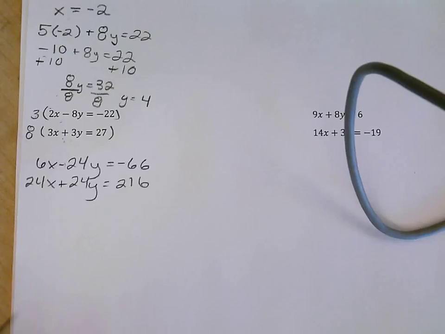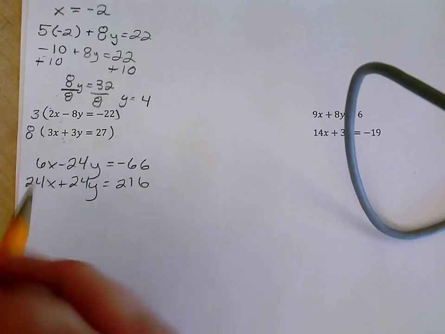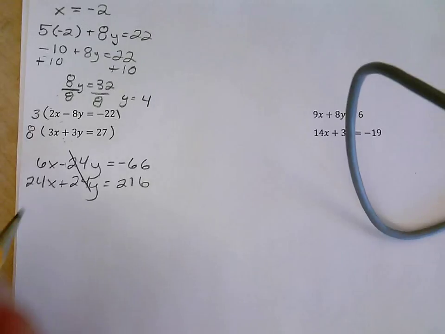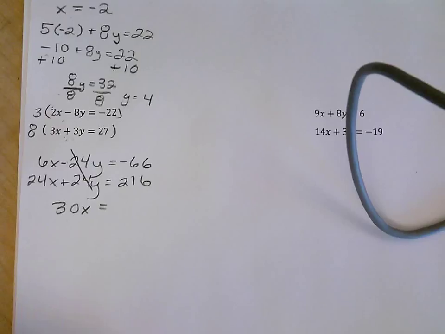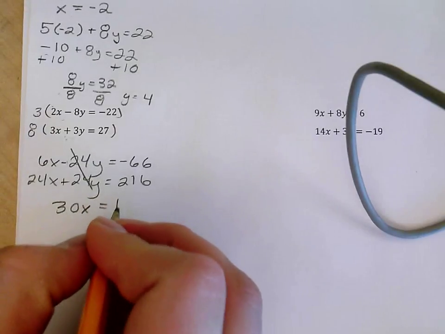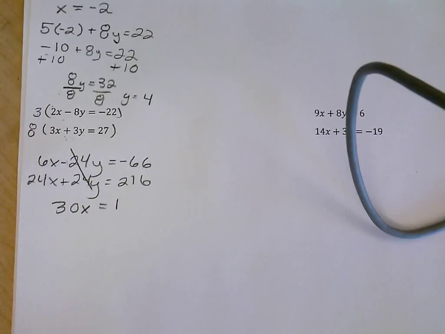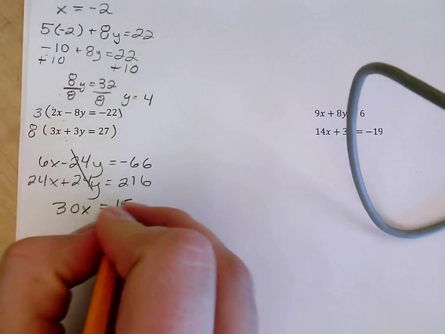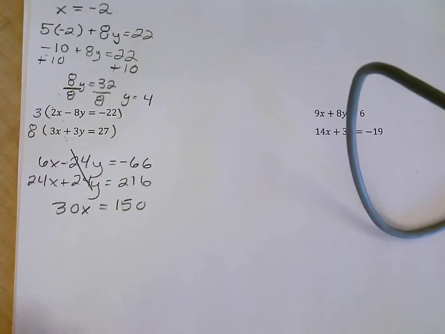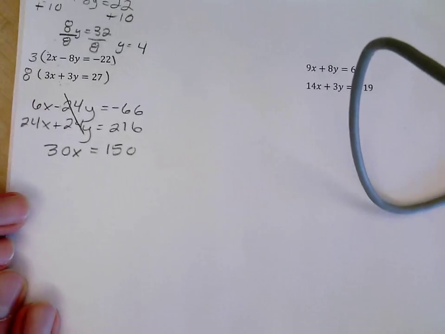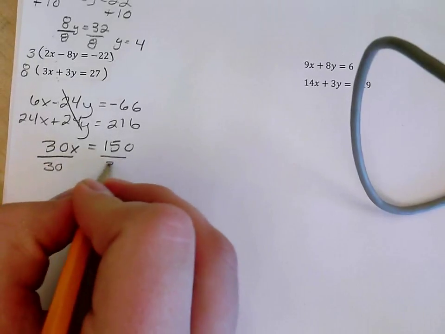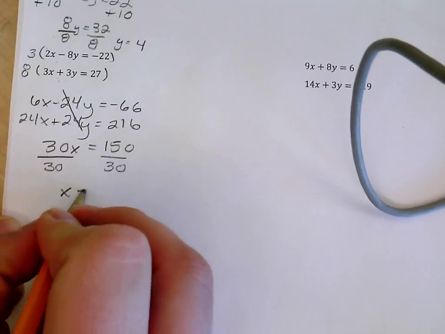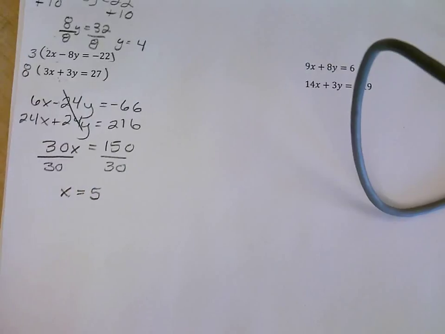So now what I'm going to do is combine downwards. The y's cancel out. The x's become 30x. And then this becomes 150. Last but not least, I need to solve for x. So I'm going to divide by 30 because x was by itself. And I get x equals 5.